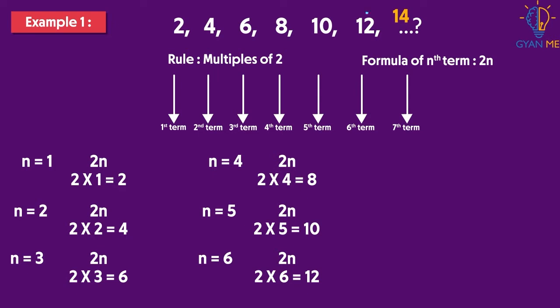Thus, to get the term after 12, we count its n. Here 12 is the sixth term. So the term after it will be the seventh term. That is, we have to find for n equal to 7. Therefore, putting 7 in our formula gives us 14. Thus, the term after 12 will be 14.